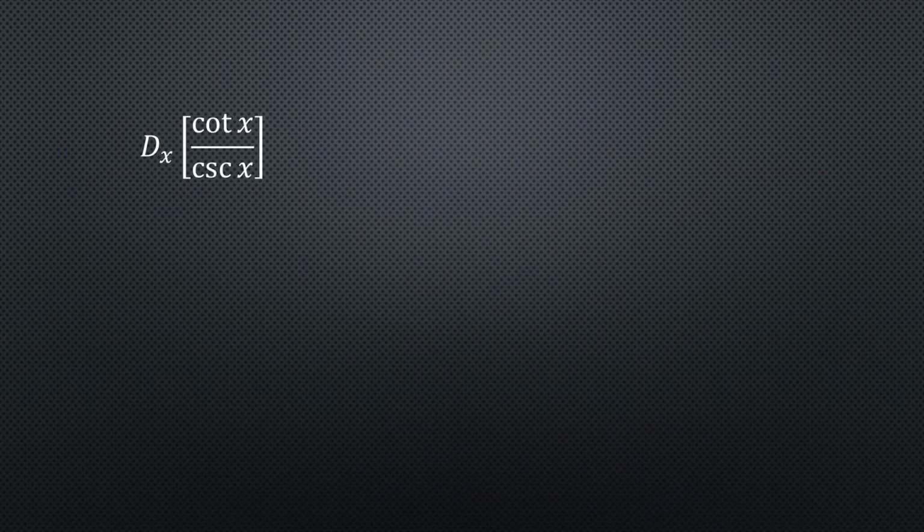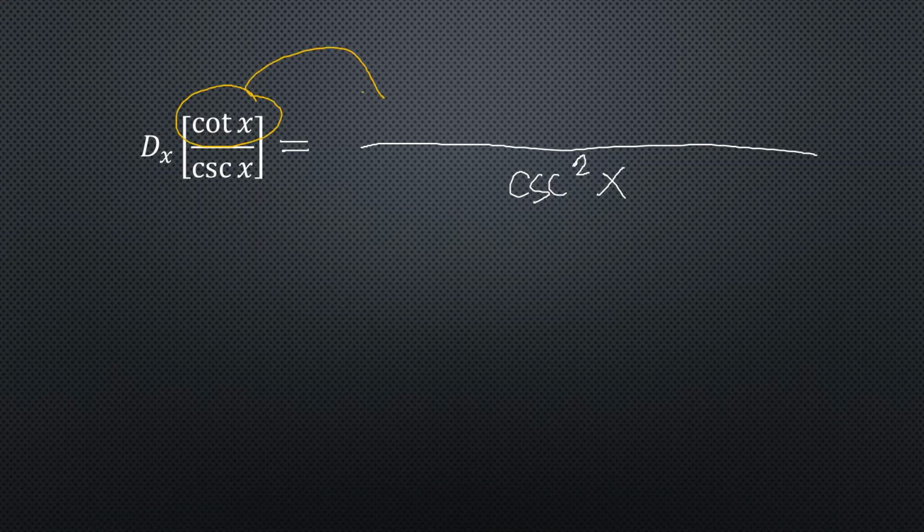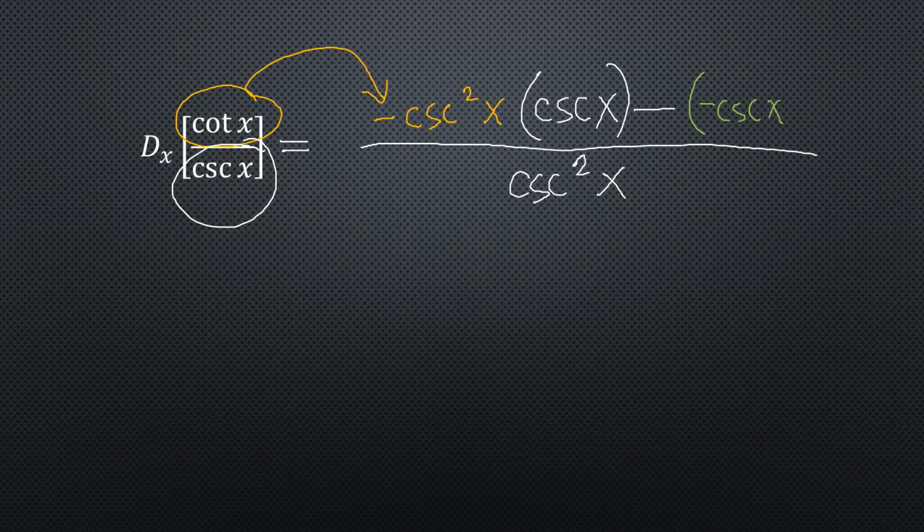So on this next example, it is also a quotient rule. So we square the denominator. Now get the derivative of the numerator, which is negative cosecant squared x, and multiply that to the denominator cosecant x, minus the derivative of the denominator cosecant x, which is negative cosecant x times cotangent x. Now multiply that to the numerator cotangent x.